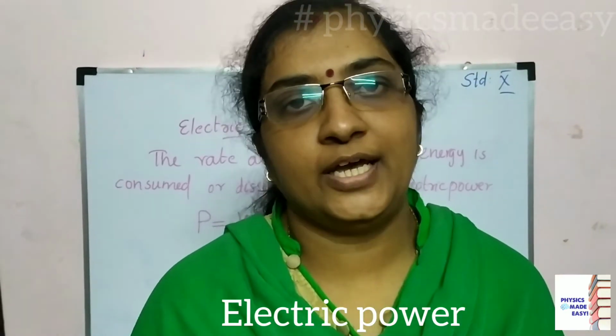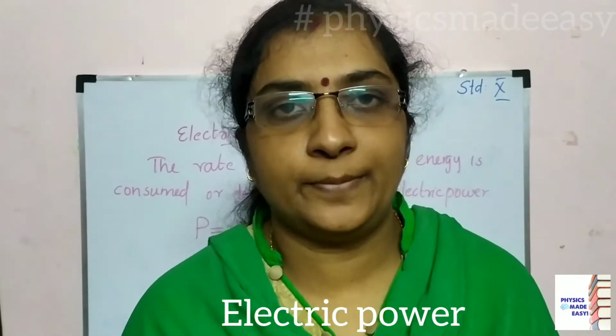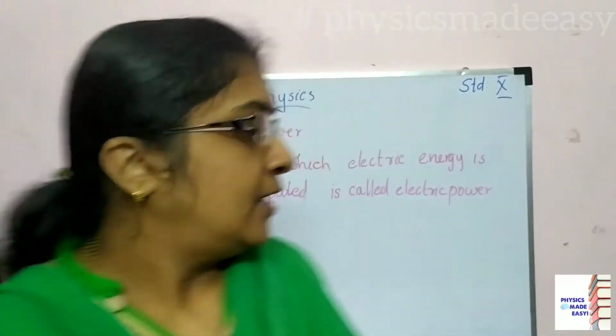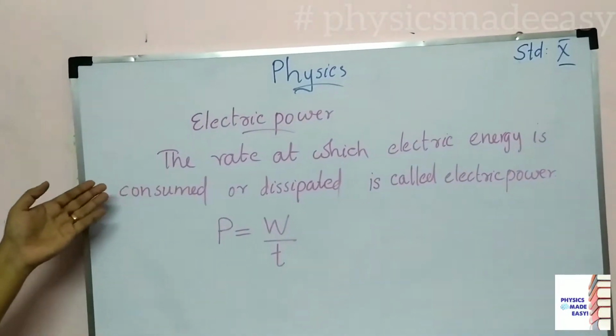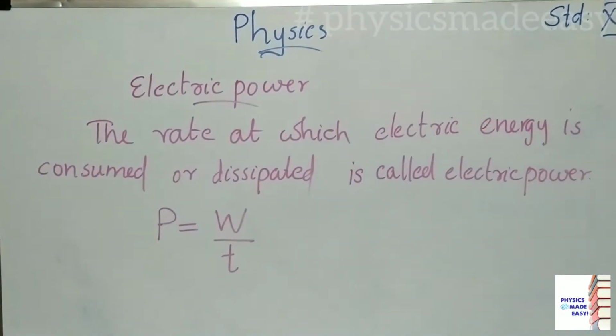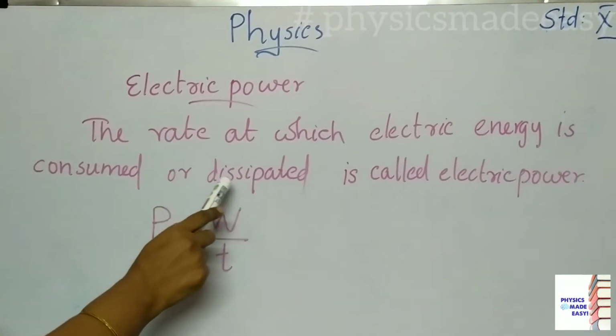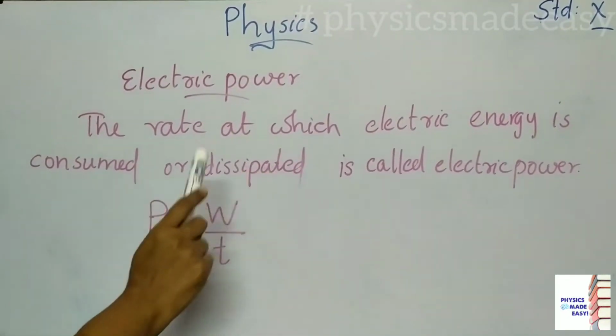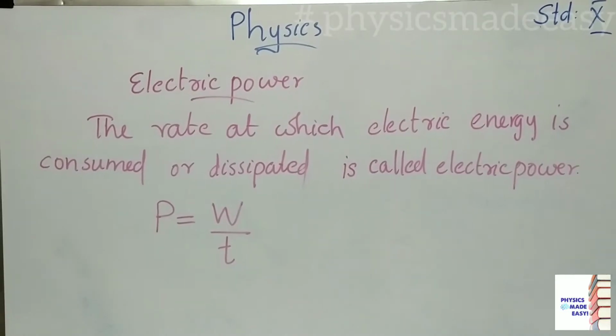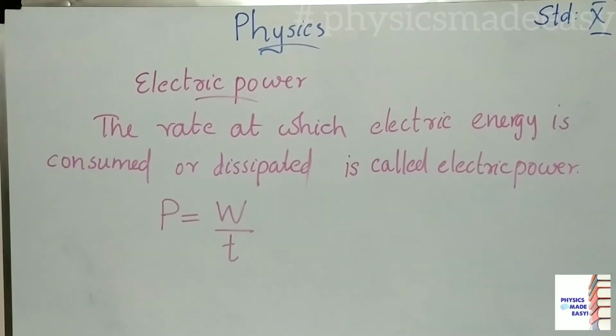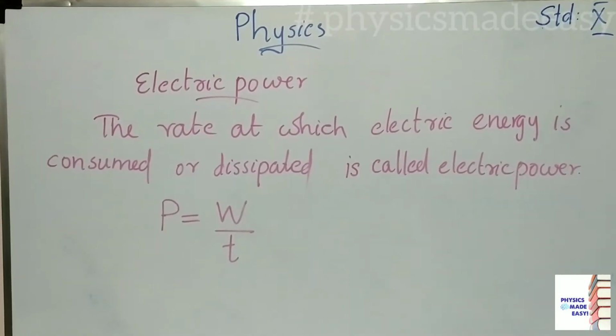Hello students, today we are going to discuss a small topic, that is electric power. So here you can see the rate at which electric energy is consumed or dissipated is called electric power. Last year you learned about power. You know rate of doing work is called power.